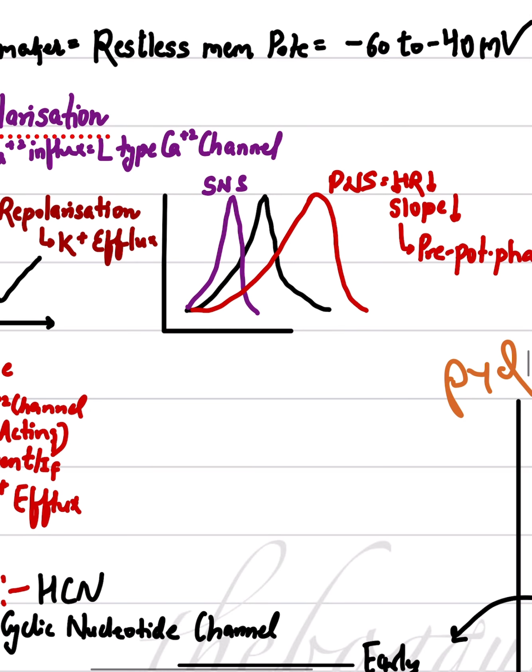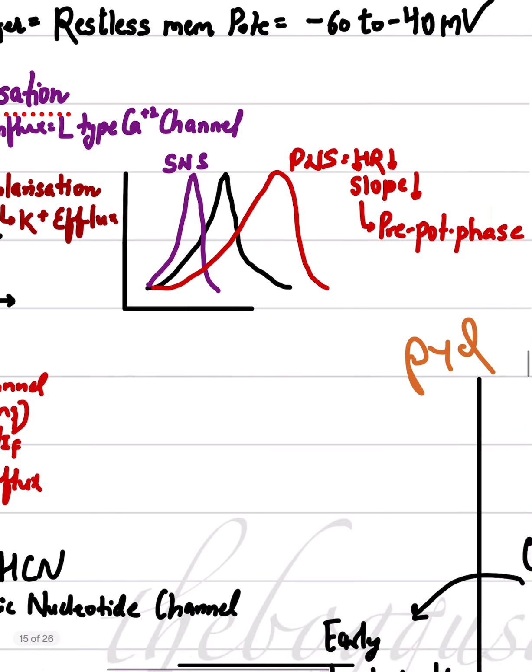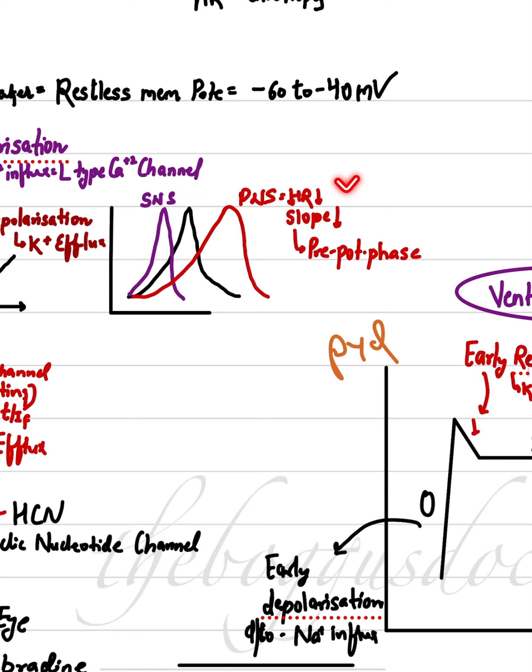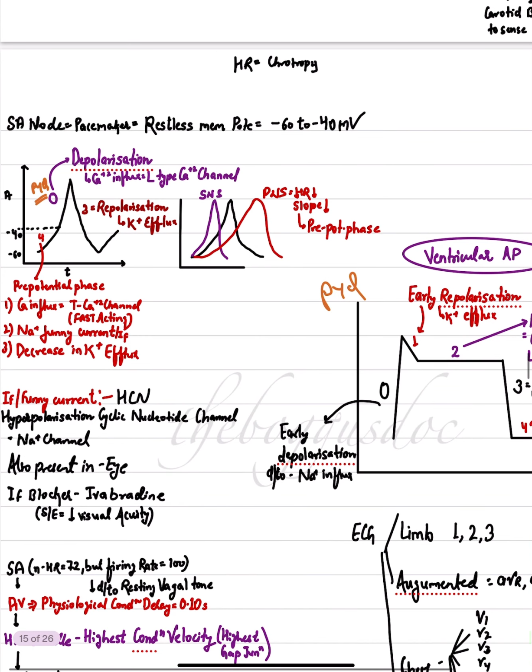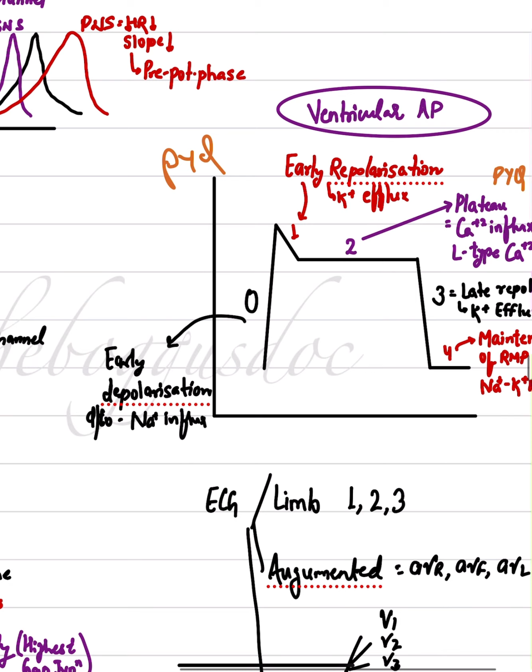Now, what does the sympathetic nervous system do? It increases the heart rate, meaning the slope increases and it occurs fast. The parasympathetic nervous system decreases the heart rate, meaning it decreases the slope of the pre-potential phase, so it takes more time and the heart rate becomes slow.